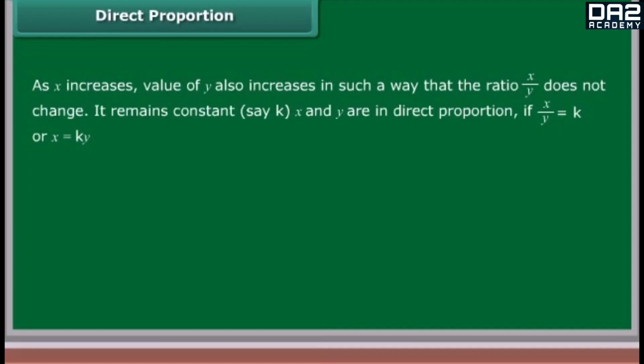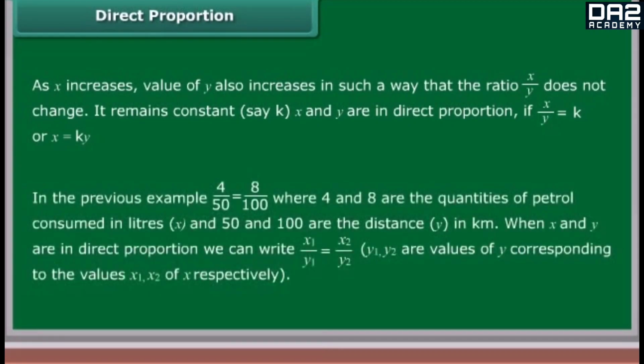X and Y are in direct proportion if X upon Y is equal to K or X is equal to KY. In the previous example, 4 upon 50 is equal to 8 upon 100, where 4 and 8 are the quantities of petrol consumed in liters X, and 50 and 100 are the distance Y in kilometers. When X and Y are in direct proportion, we can write X1 upon Y1 is equal to X2 upon Y2, where Y1, Y2 are values of Y corresponding to the values X1, X2 of X respectively.